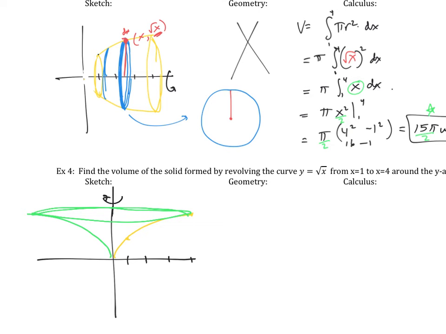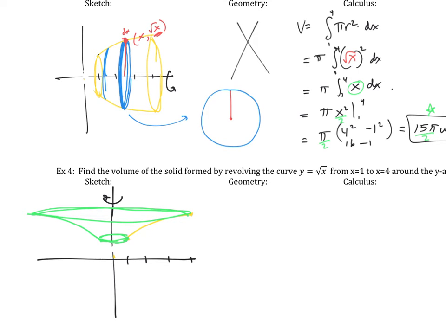So that would be if I was going from 0 to 4. Because I'm starting at 1, I end up with kind of this open bottom. I don't know, kind of like a funnel. These get hard to describe. But that's my three-dimensional solid.